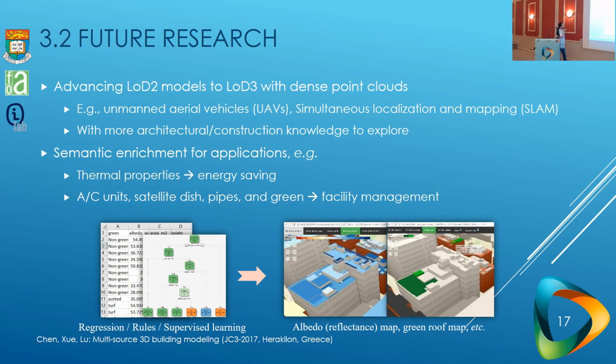For future research, one is we can try to advance the LOD models to LOD3 with more types of data and with more knowledge to explore. Another direction is we can do semantic enrichment for smart city applications. For example, we can use regression models to get thermal properties. And also we can recognize AC units, satellite dishes, and green areas for specific management purposes.